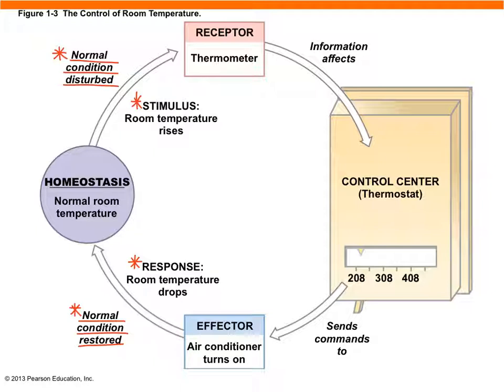The thermostat would tell the effector, the air conditioner, to turn on. By turning on, the room temperature would drop. That's the response. The normal condition is restored and homeostasis is back to normal or intact. That would be the normal receptor loop.